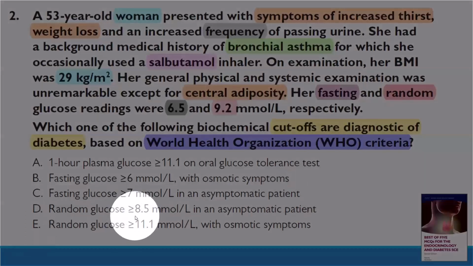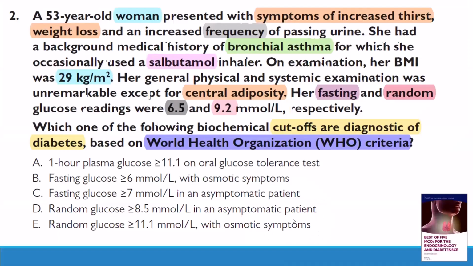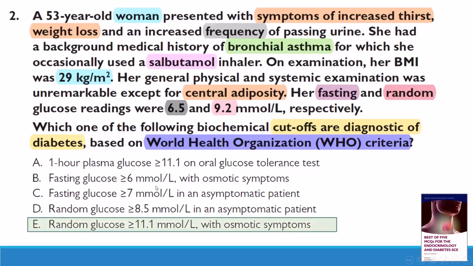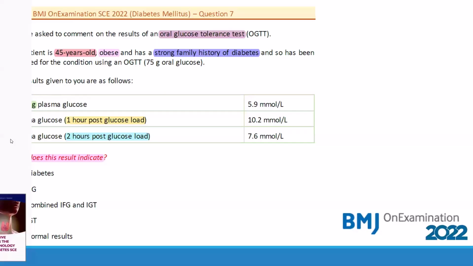A random more than 8.5 in an asymptomatic patient, no, this is not correct. Random more than 11.1 with osmotic symptoms, yes, we can diagnose diabetes mellitus by random blood glucose more than 11.1 with osmotic symptoms. So this is how to solve the question in the final exam. Please prepare yourself from today to solve questions like this. And this is from the textbook.